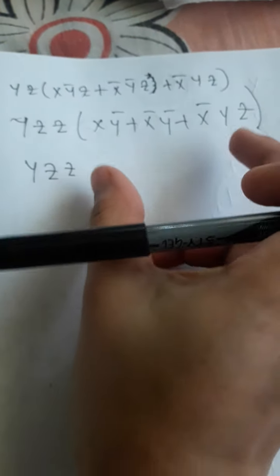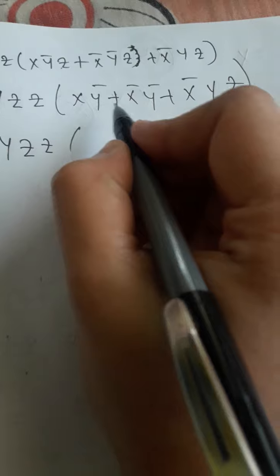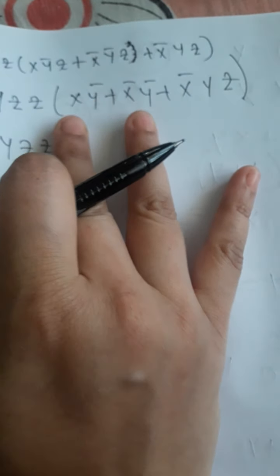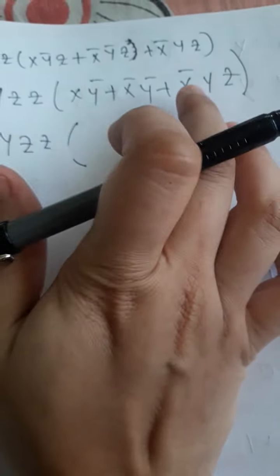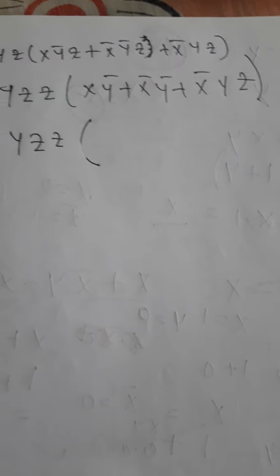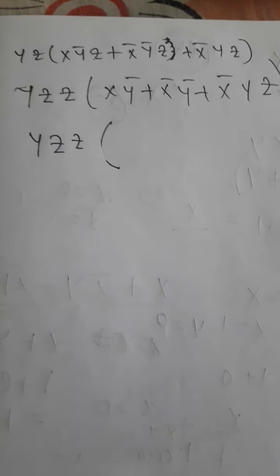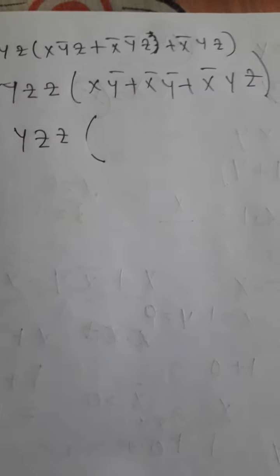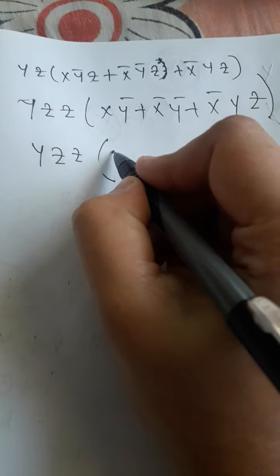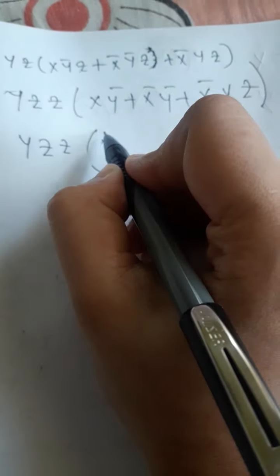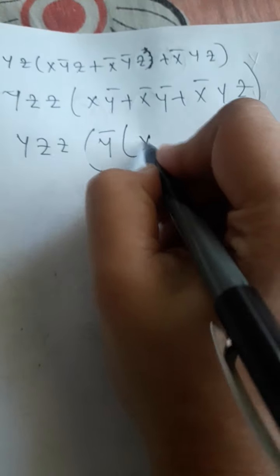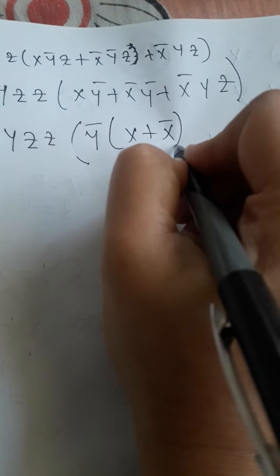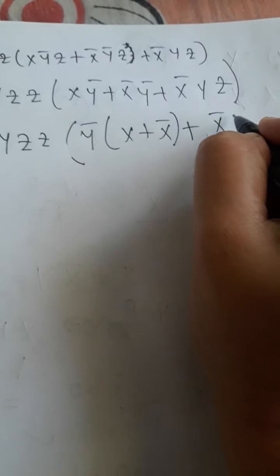Now I will only consider the inner part. I have to think how much we can take common from the inner part. In these two expressions, we can see that the common part is y bar. Keep one thing in your mind, we have to simplify. We have to check how much we can shorten the expression and apply the rules which we have already discussed. So I can take common y bar from these two expressions. What is left is x plus x bar. And here it will be x bar y z.